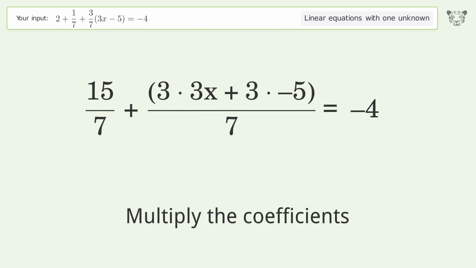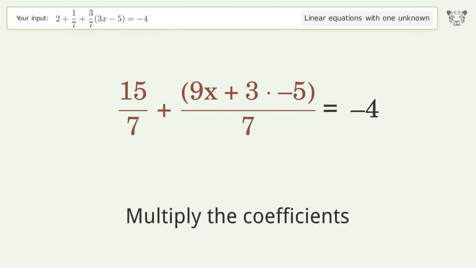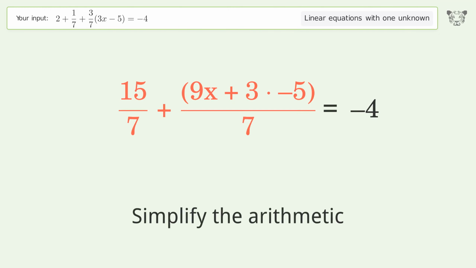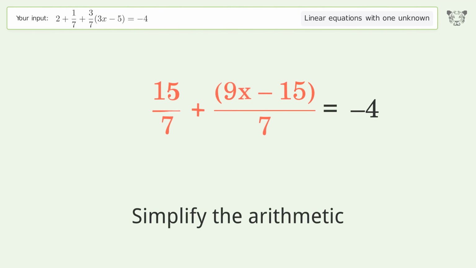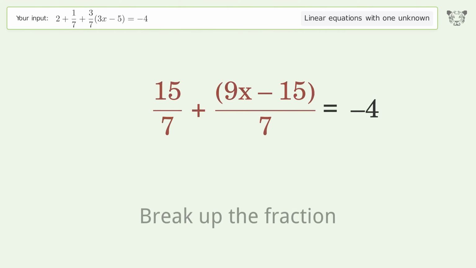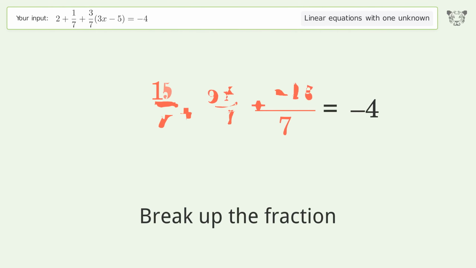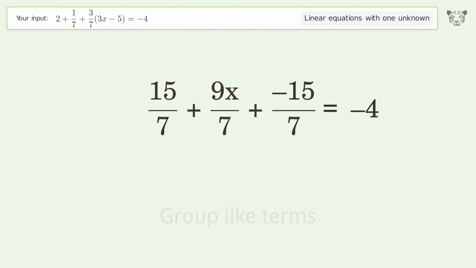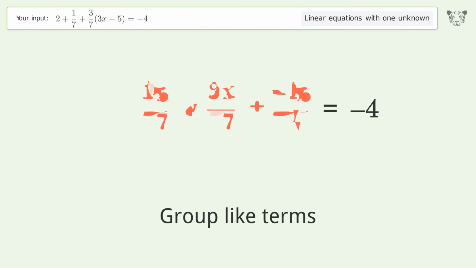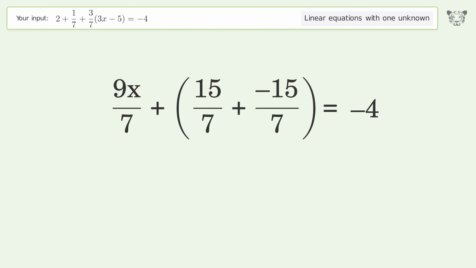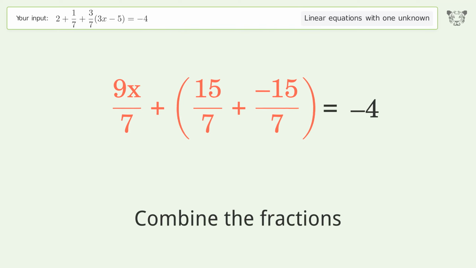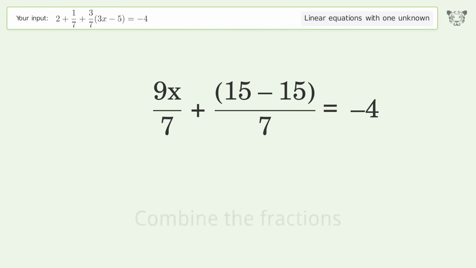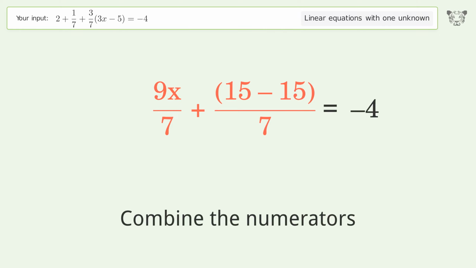Multiply the coefficients. Simplify the arithmetic. Break up the fraction. Group like terms. Combine the fractions. Combine the numerators.